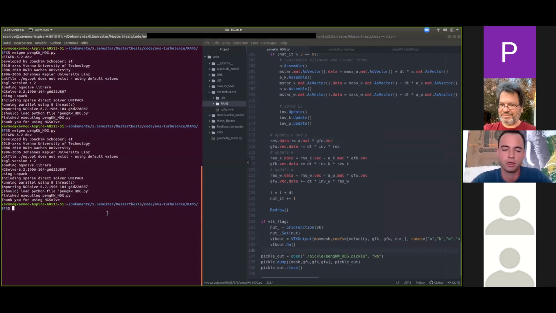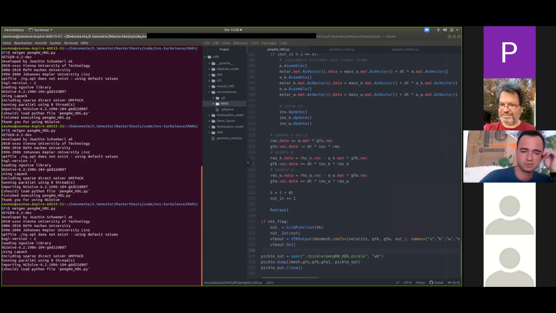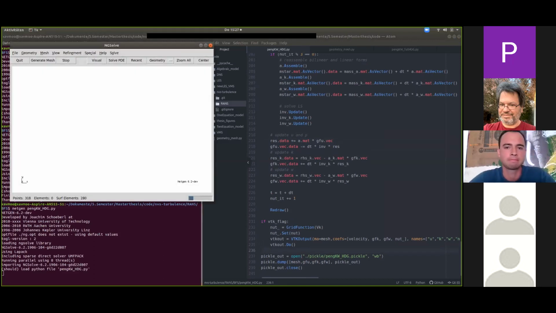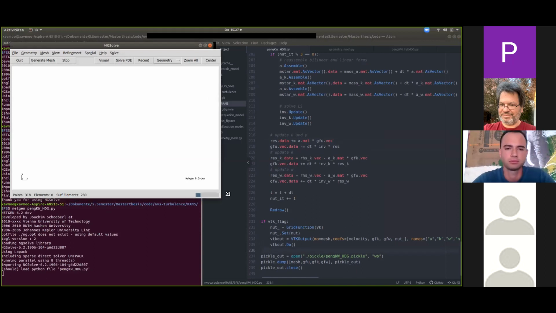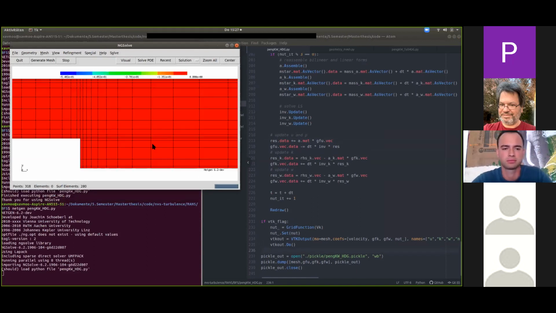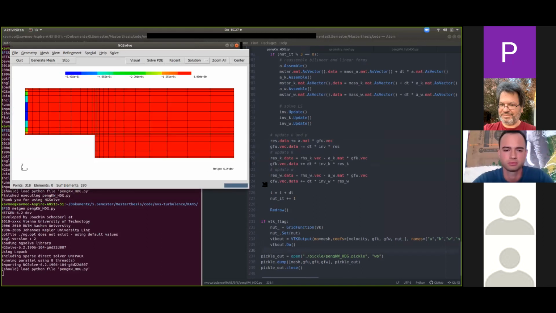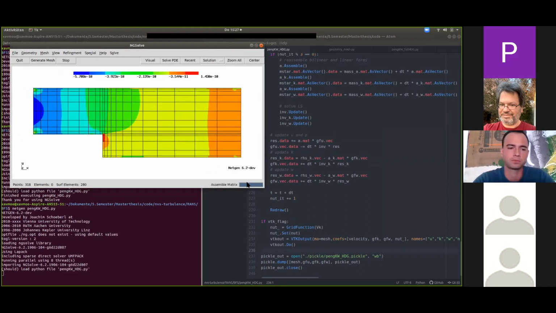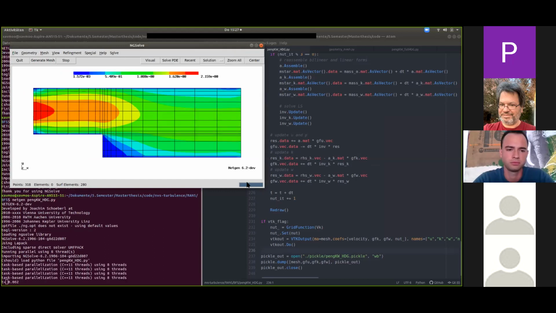So let's have a look at how the simulation works. So here we can see the velocity. It's quite slow, really, really slow, but anyways.